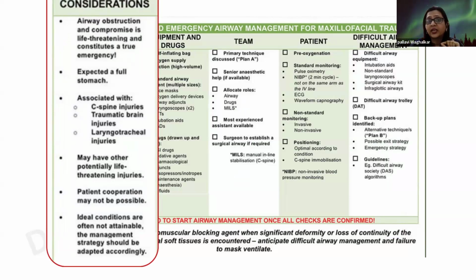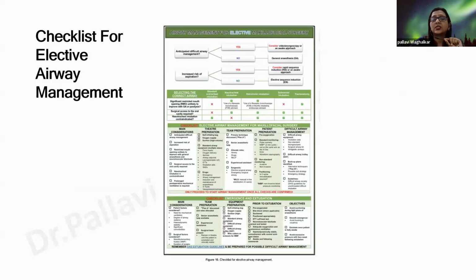So we have to do the full checklist and be prepared with our equipment and drugs. Our team should be ready, with plan A, B, C in cases of emergency. A skillful surgeon who can perform tracheostomy should be there, and pre-oxygenation and essential monitoring should be carried out. Always avoid neuromuscular blocking agents whenever significant deformity, loss of continuity of the airway or soft tissue is encountered. You always have to anticipate difficult airway conditions.